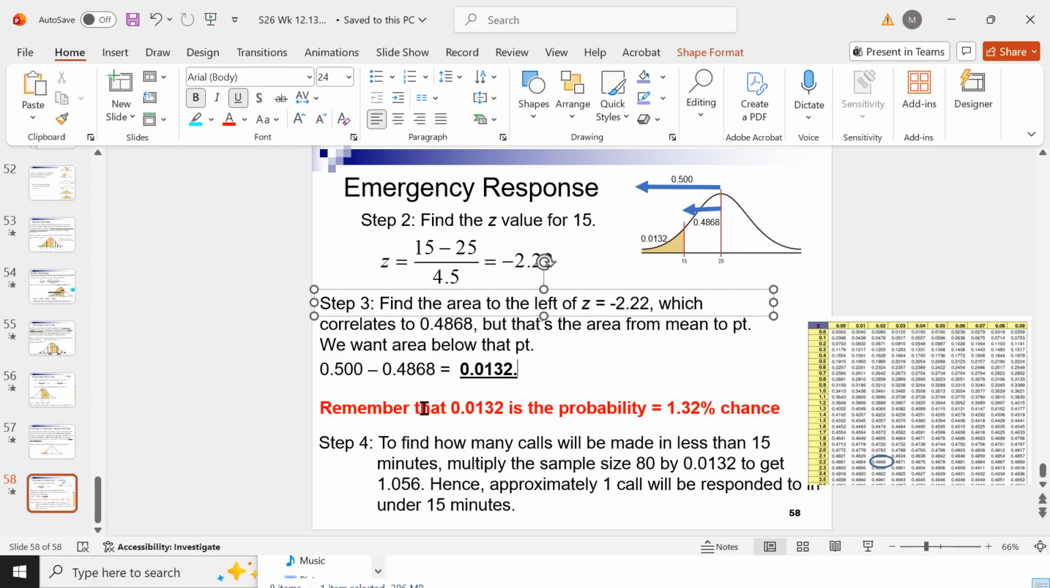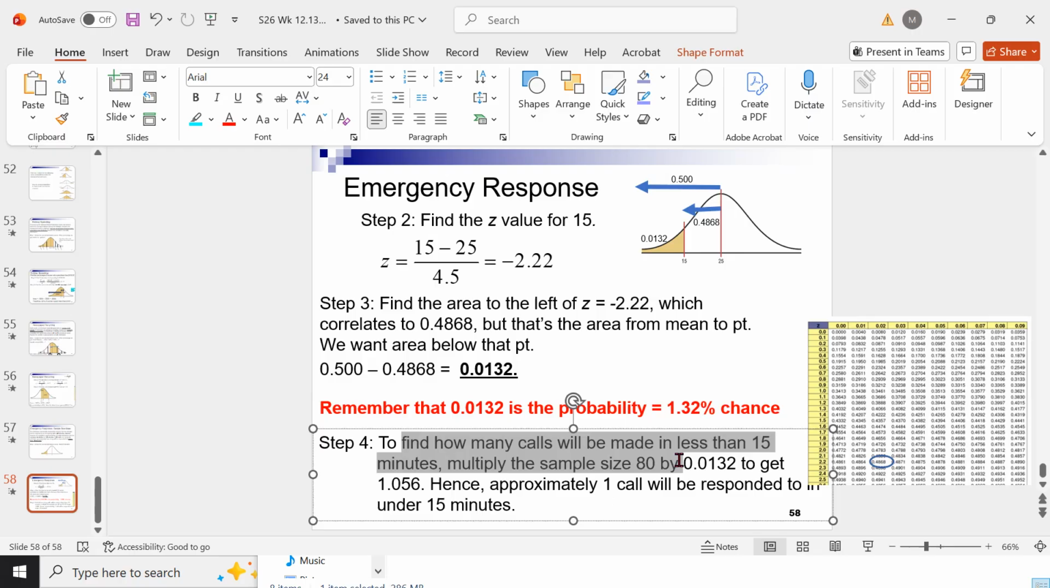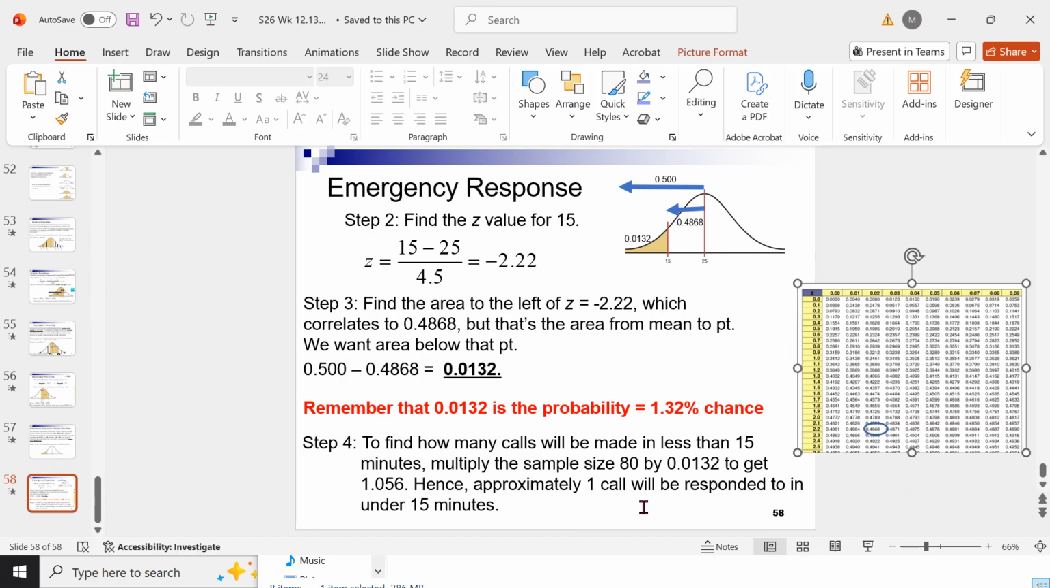Okay, but we're not done. Remember that this number, 1.32%, is the probability. To find out how many calls will be made in less than 15 minutes, we need to go back to the question and multiply the sample size, 80, times 0.0132, and we get 1.056 calls. So approximately, out of 80 calls, 1 call will be responded to in less than 15 minutes. This is what we've got going on here. These questions are fun, if that's your thing.